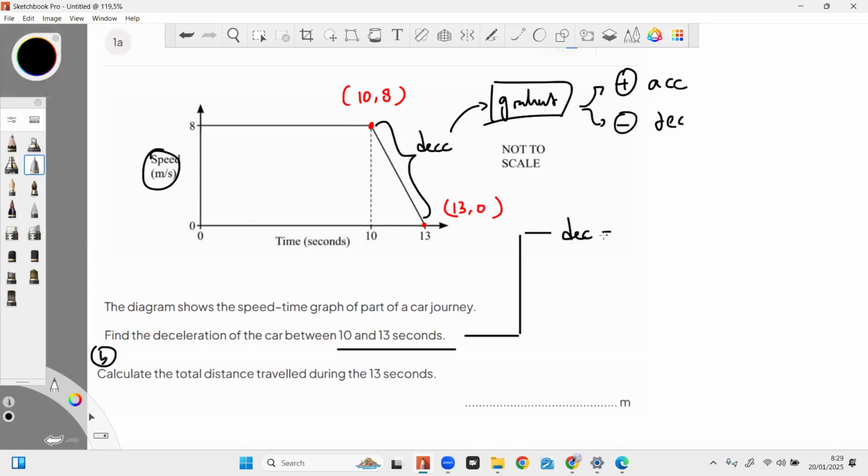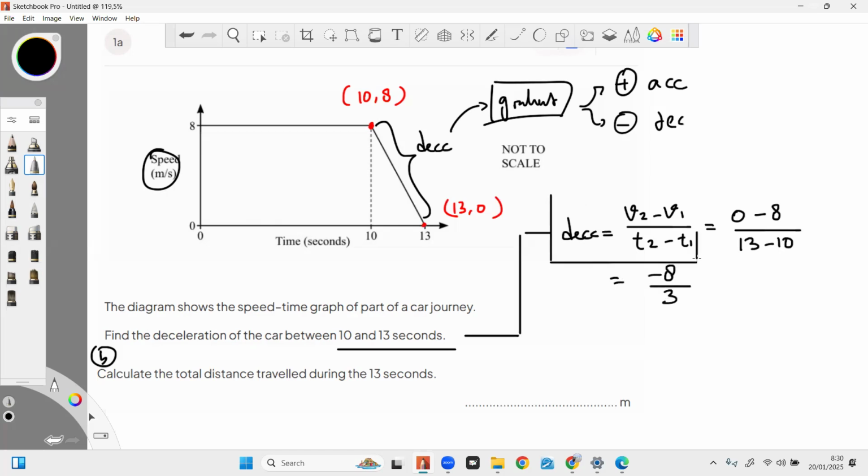The deceleration is speed 2 minus speed 1, or last speed minus initial speed, over t2 minus t1. So it is v2, which is 0, minus 8, over 13 minus 10. So negative 8 over 3.